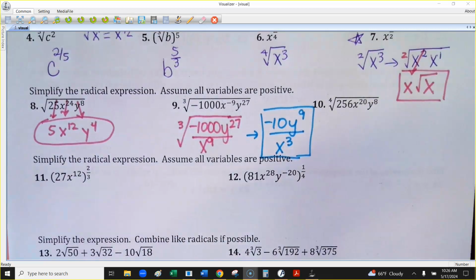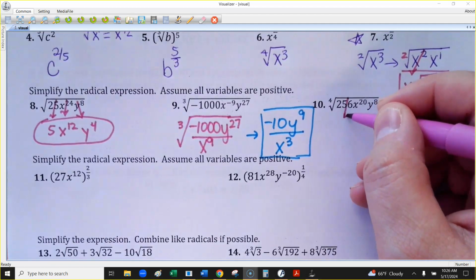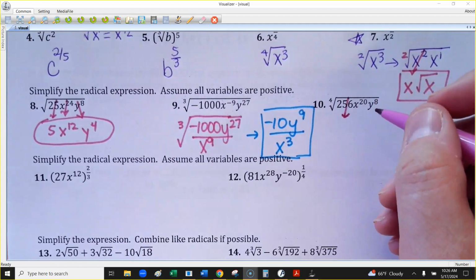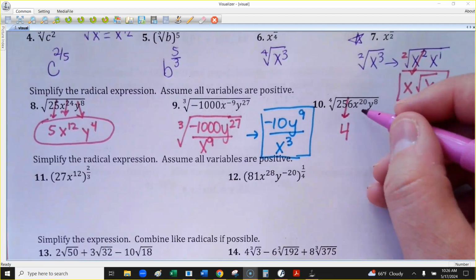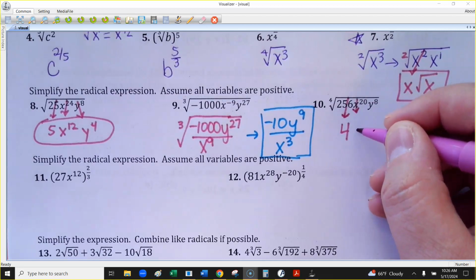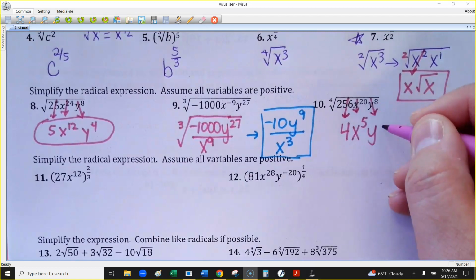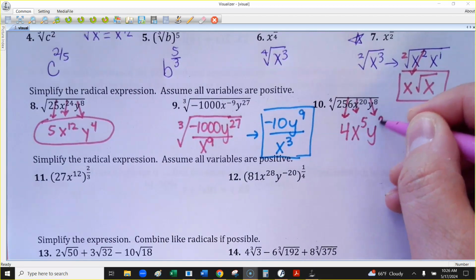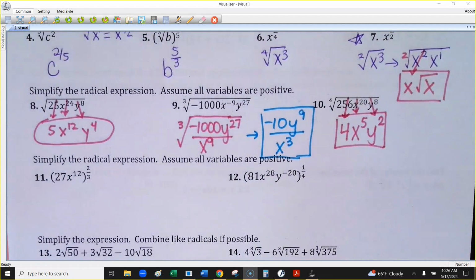Does anybody know the 4th root of 256? It's 4. Okay, I promise whatever is on the final, if it's a 4th root, it'll be a perfect 4th, or if it's a cube root, it'll be perfect cube, perfect square. What would your exponent on the x be if you had a 4th root here and I have x to the 20th? 5. What would your exponent on y to the 8th come out as? 2. So this would simplify to 4x to the 5th y squared. Does anybody have a question?